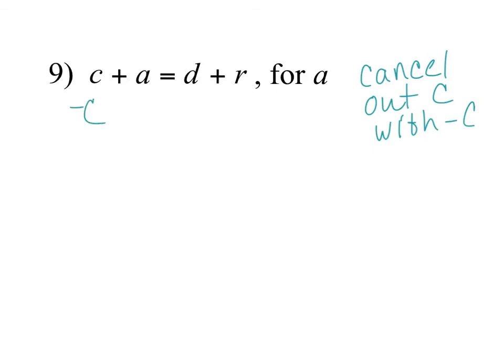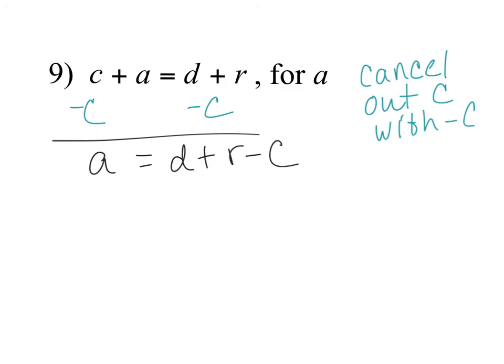Exactly. What we do to one side, we have to do to the other. So you've got your A isolated like you need it to be. And then since none of these are like terms, you're just going to make it just one big addition problem with three terms. So D plus R minus C. Or you could really do whatever order you want. The D and the R and the C could be in any order, as long as you've got the plus and minus in front of the right thing.